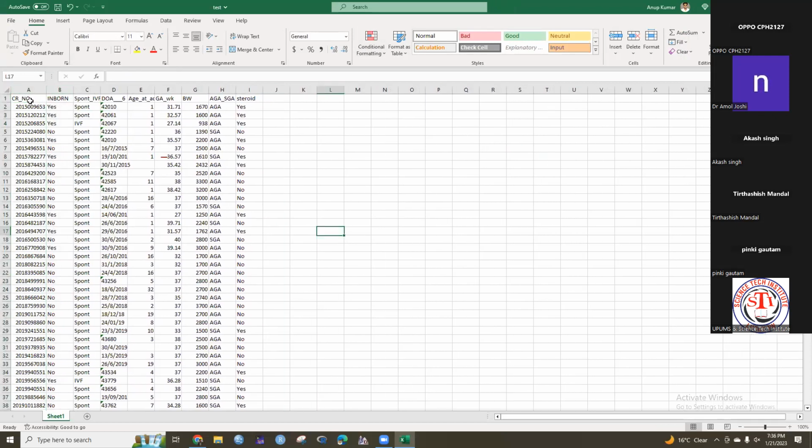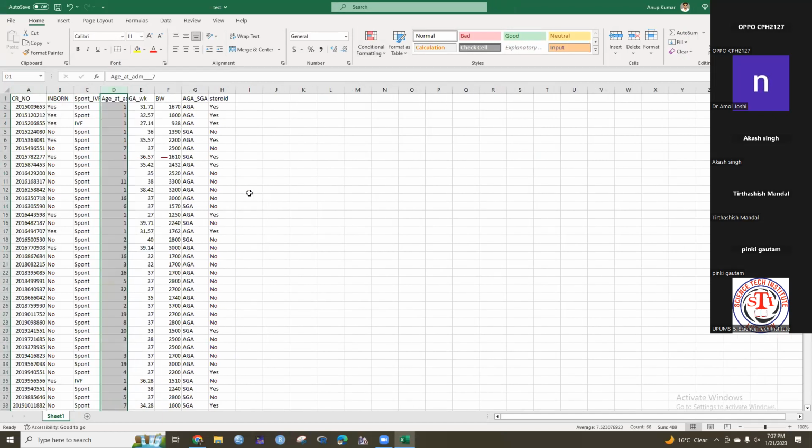This data has an identification number, one variable named inborn, and one more variable, spontaneous or IVF. Then another variable is date of birth, so I will not take this. I will simply delete it. Then age at admission, this is the age of the baby at admission in days.